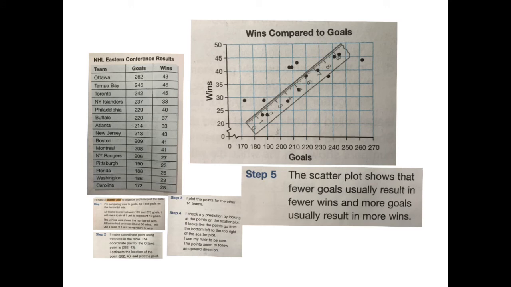So now for step 5, I'm going to refer back to that prediction that I made that teams that score the most goals usually get the most wins. So I think I can make some sort of a statement based on what I see in my scatter plot. This scatter plot shows that fewer goals usually result in fewer wins, and more goals usually result in more wins.